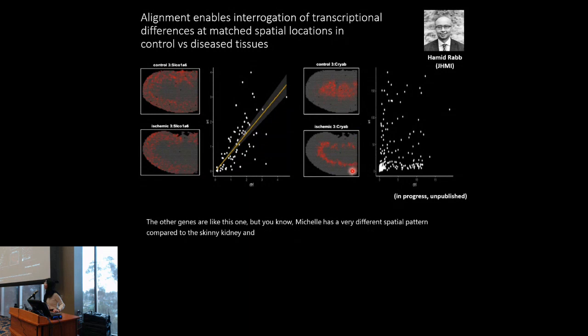And in this case, if we were to just do global differential expression analysis, the expression level of this gene is actually quite comparable across health versus disease. It's really the spatial organization that has changed. And through alignment, we can quickly screen for all of the genes that fit this particular pattern. In this case, you can see how there's no spatial correlation anymore.